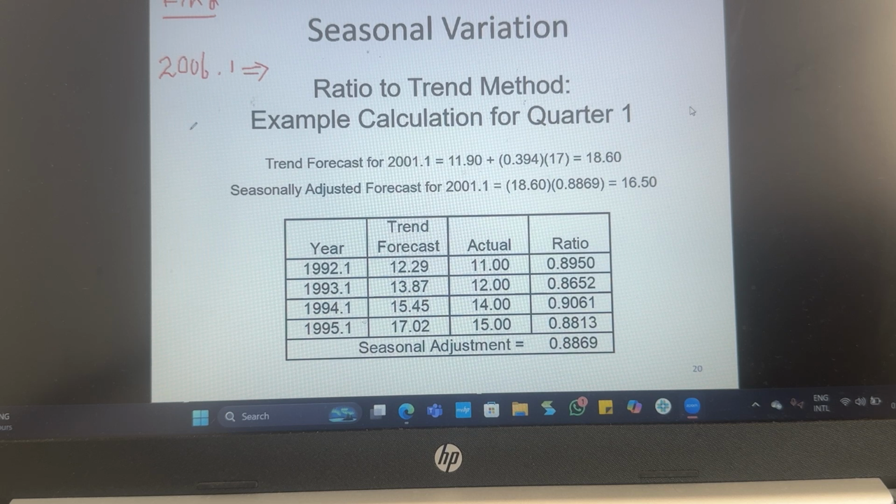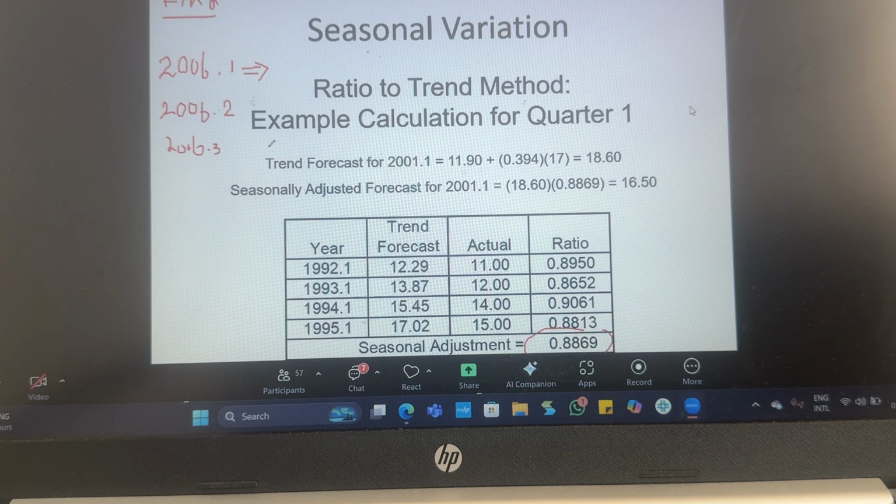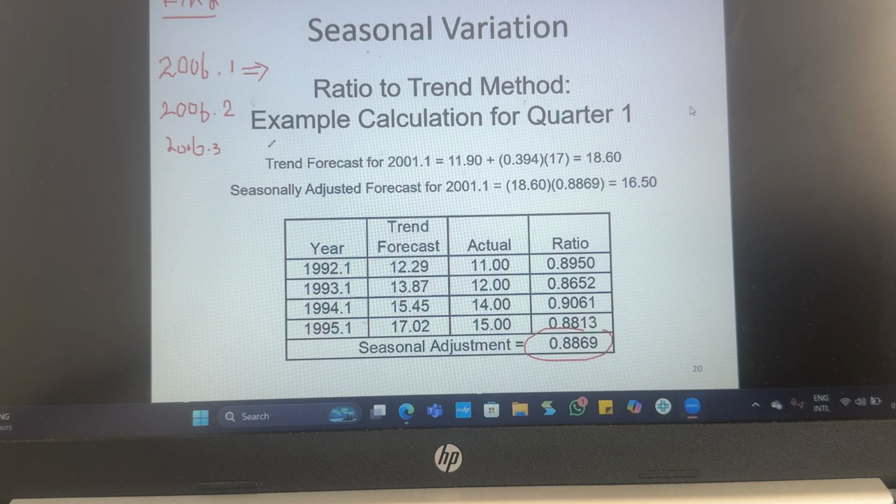If there is no question, how can you get this one? Just tell me. 2006 second quarter. To get the second quarter, you need to find the seasonal adjustment for the second quarter, then multiply the trend forecasted value by the second quarter adjustment. If you want to find this one, you need the third quarter seasonal adjustment, and then multiply the trend forecasted value by the third quarter seasonal adjustment. That is the ratio to trend method.